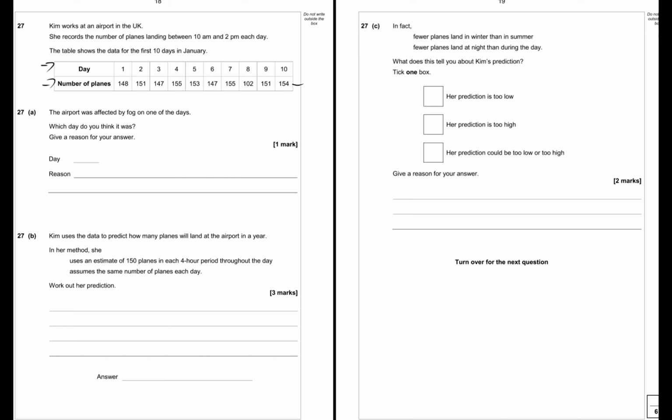So we want to look at all of the data here. Which one of these looks different? They all look about 150, except this one here, which is 102, which is much lower. So what day is that? That is day 8, and we need to give a reason. So why do we think this is the day which was affected by fog? We can say because there are far fewer planes than the other days.